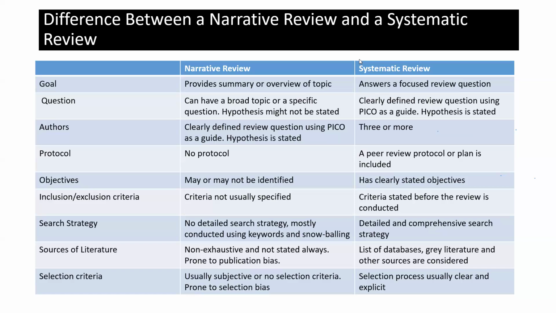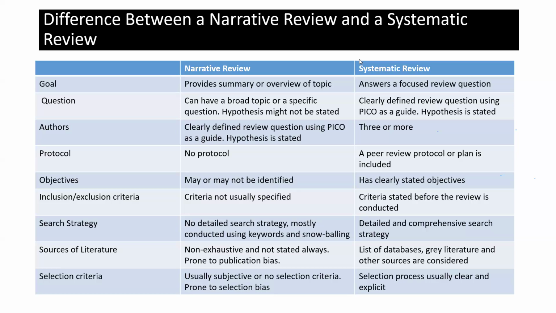The narrative review just provides a summary overview of the topic, but a systematic review answers a focused review question. We have a question: why this, why not this? What is the treatment effect? What is the quality of the studies? The narrative review is just a narration about the literature available at the global, regional and local level. It can have questions, but it is broad, and there won't be any hypothesis stated.